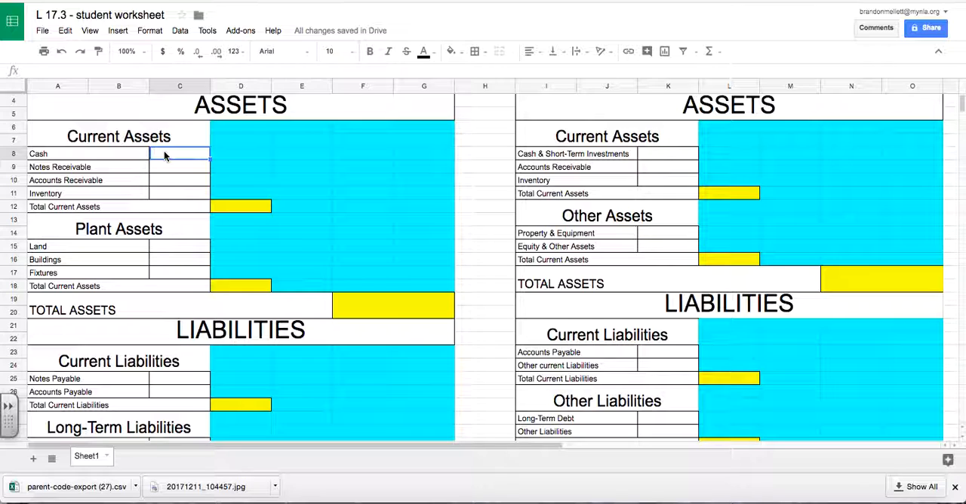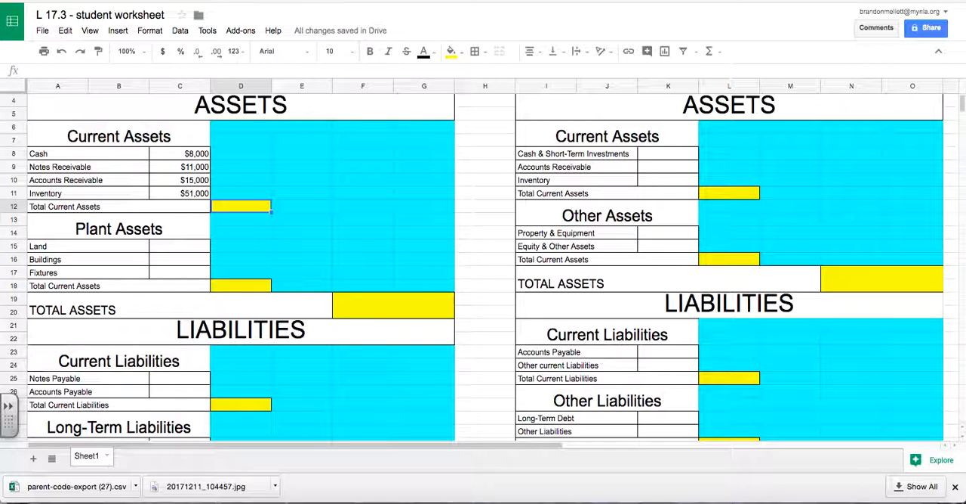So what we have here in example 1 is they provide us that we have $8,000 in cash. We have $11,000 in notes receivable. And notes receivable is nothing more than the amount of money that is owed on this paper. And then we have accounts receivable, which is $15,000. We have inventory of $51,000. And then we're going to add all of these together.